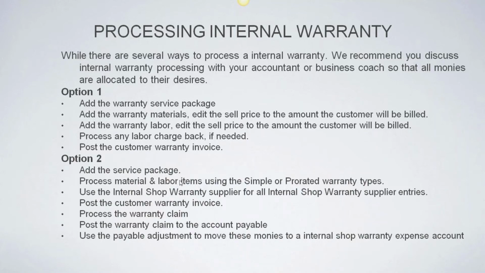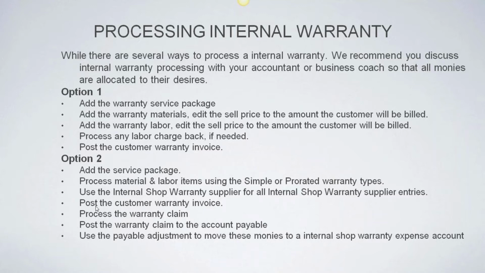Another option for internal warranties, again: start the work order, add the service package, process the materials and labor, and then use the simple or prorated warranty types. If you're going to use the warranty options to do an internal warranty, you're going to need to set yourself up as a warranty supplier.